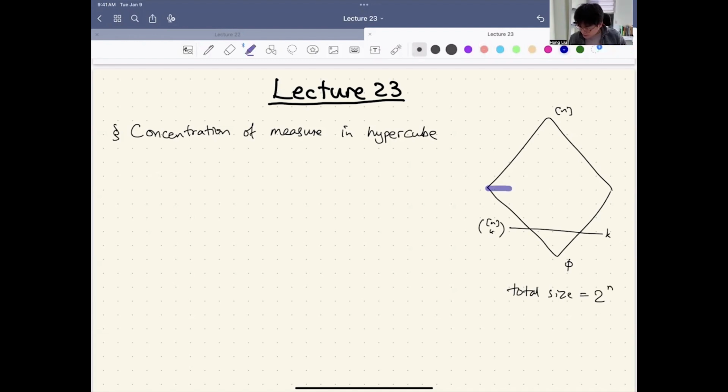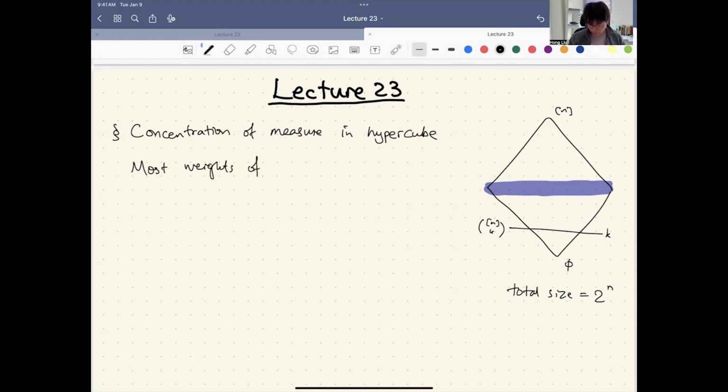Concentration of measure is saying that most of the weight, most of the measure, is concentrated around the middle layers. The top and bottom, 99% of them, are negligible in terms of size. Here is the precise statement. Most weight of the cube, the hypercube, is around the mid layers.